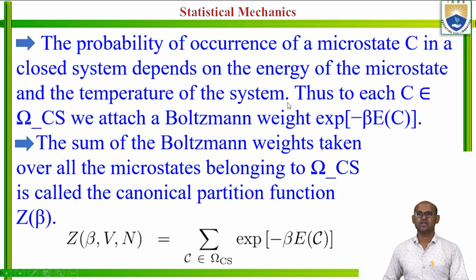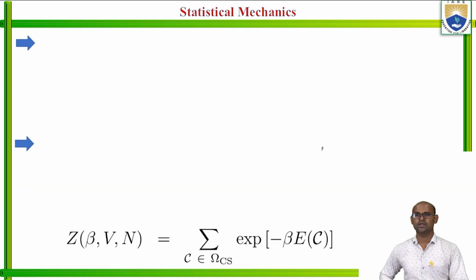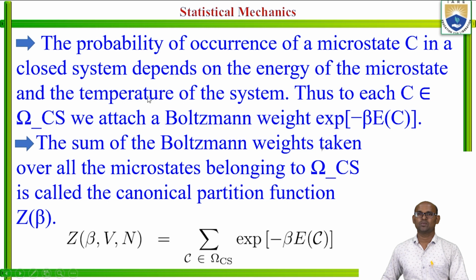The probability of occurrence of a microstate C in a closed system depends on the energy of the microstate and the temperature of the system, because P of C is directly proportional to exponential of minus beta E. So it depends on energy and beta, which is the inverse temperature. Thus, to each microstate that belongs to this closed system, we attach a Boltzmann weight, which is e power minus beta Ec.